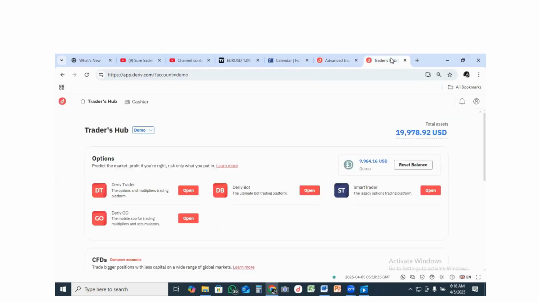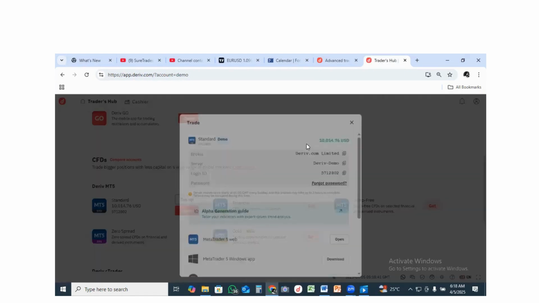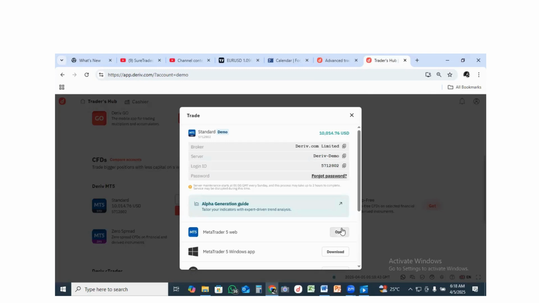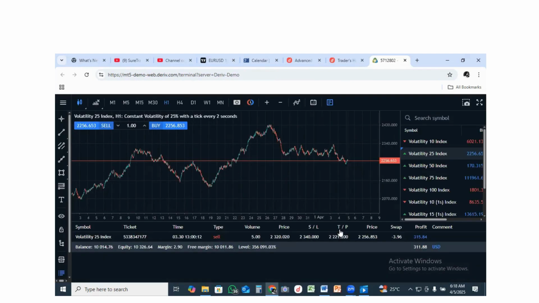Let me quickly show you something. This actually is my demo account. And guys, let me open the MT5. I don't know if I'm still in this trade. Okay, so the trade is still on, I guess. Actually, I've been on this trade. You can see that. Can you see that now?